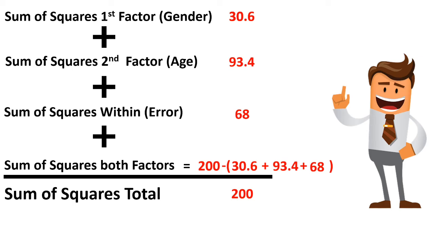So, if we simplify this, we get the sum of squares for both factors. And the answer is 8. Now, there we have the sum of squares for both factors. Now, we're ready to plot the ANOVA table.